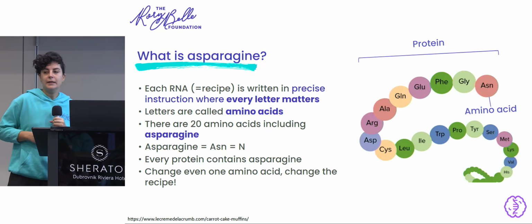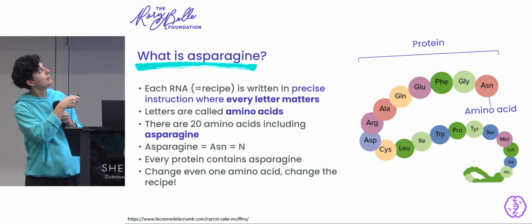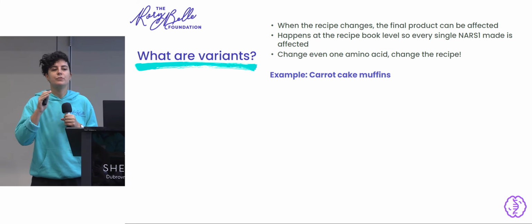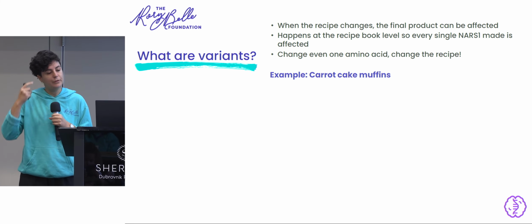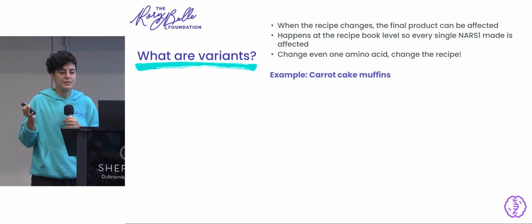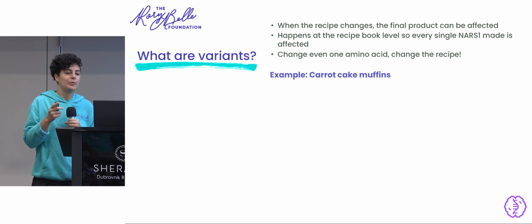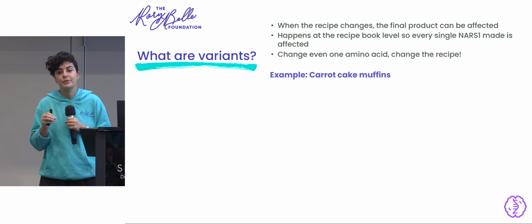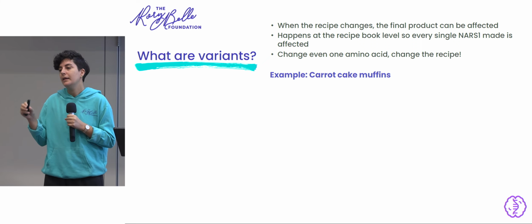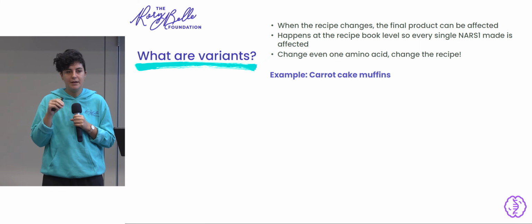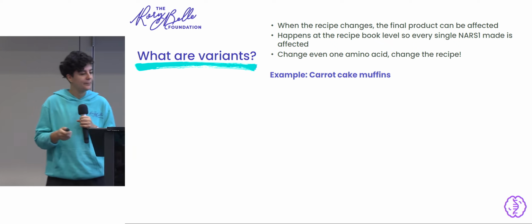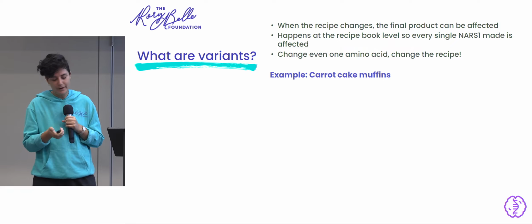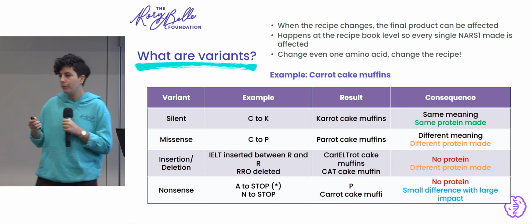Right, so here you have a protein, and the little single building blocks are the amino acids. Now, what are variants, or when you change one amino acid to another? When the recipe changes, the final product can be affected, and I'll have some examples. It usually happens at the recipe book, so at the DNA level. So every single NARS1 in the cell that has been changed is going to contain the same variant, the same information. If you change even just one little letter, you can change the entire final recipe, and I'll go over that. So bear with me, I'll explain the table.